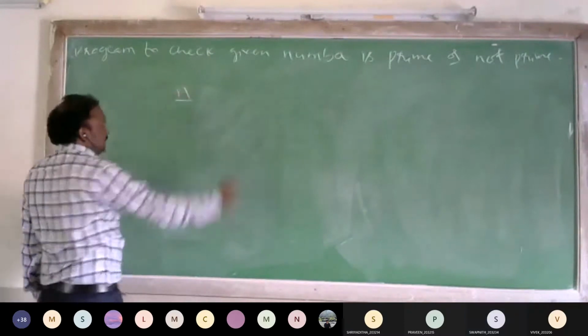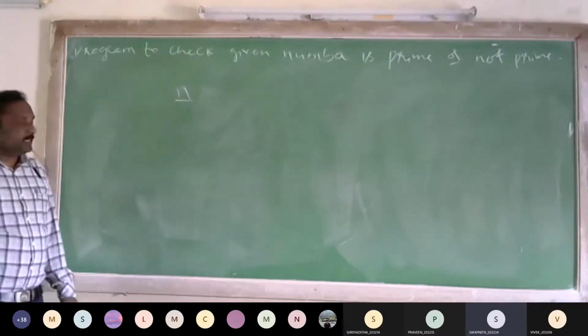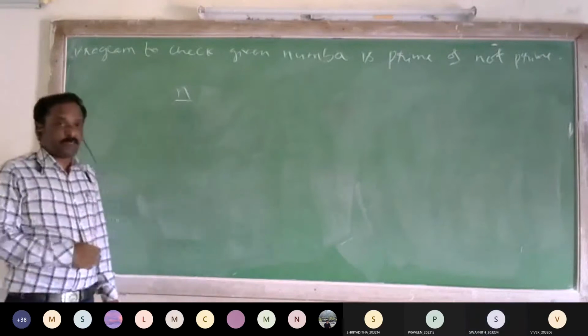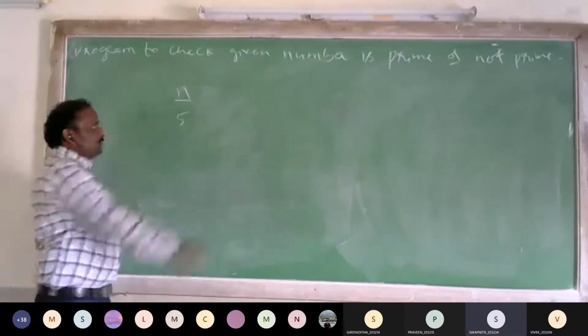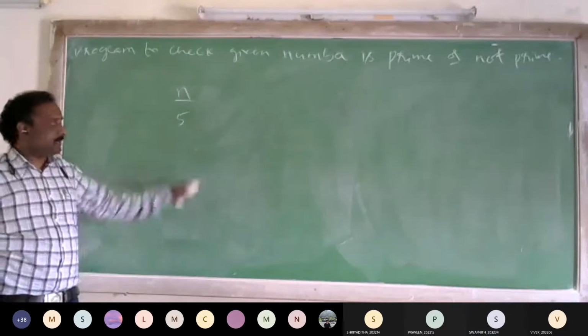Say that n is the given number. Now we need to check whether n, the given number, is a prime or not. Say that n is equal to 5.